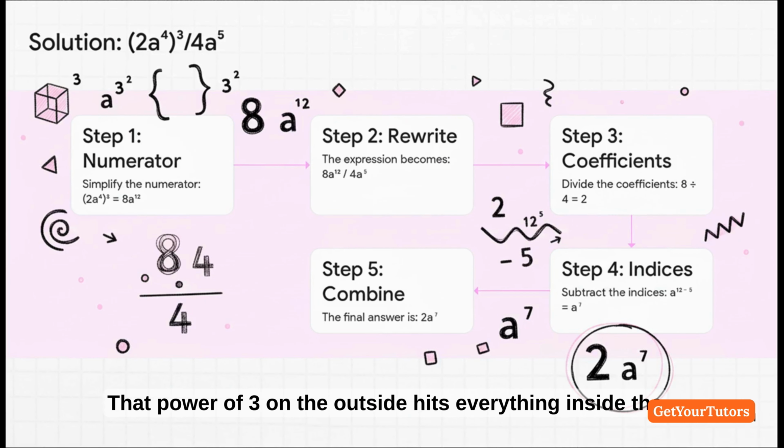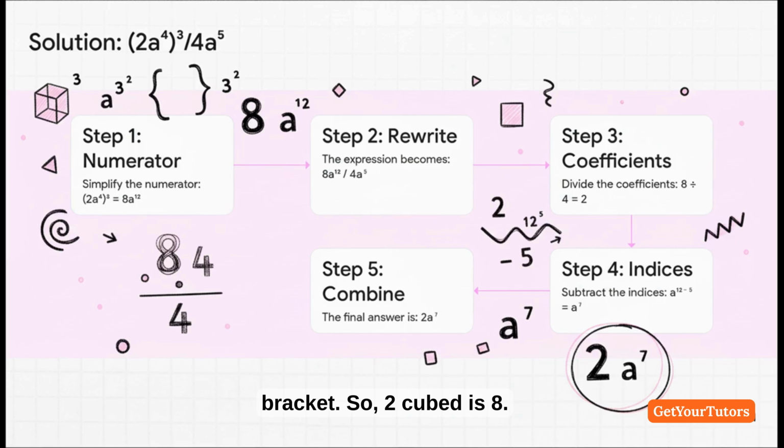That power of 3 on the outside hits everything inside the bracket. So 2 cubed is 8, and a to the power of 4, cubed. We multiply the powers, so that's a to the 12. Now it's just a simple division. 8 divided by 4 is 2.